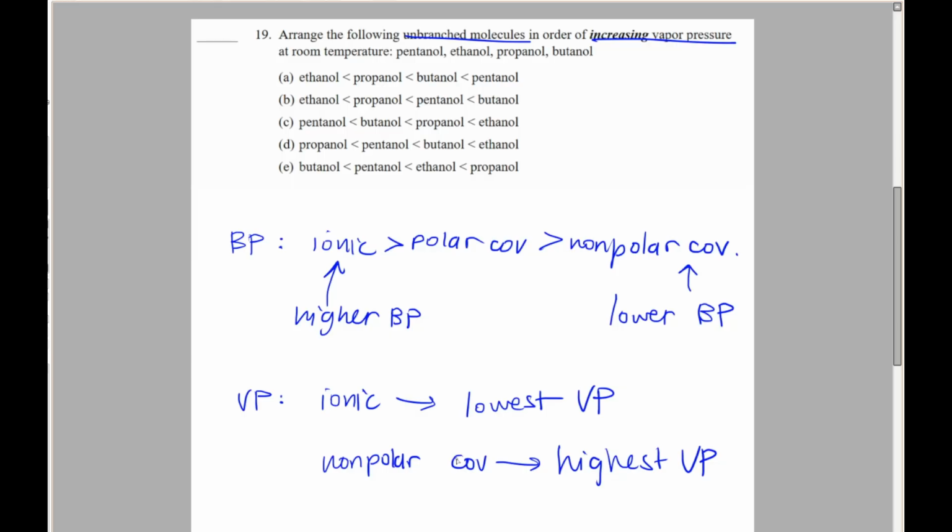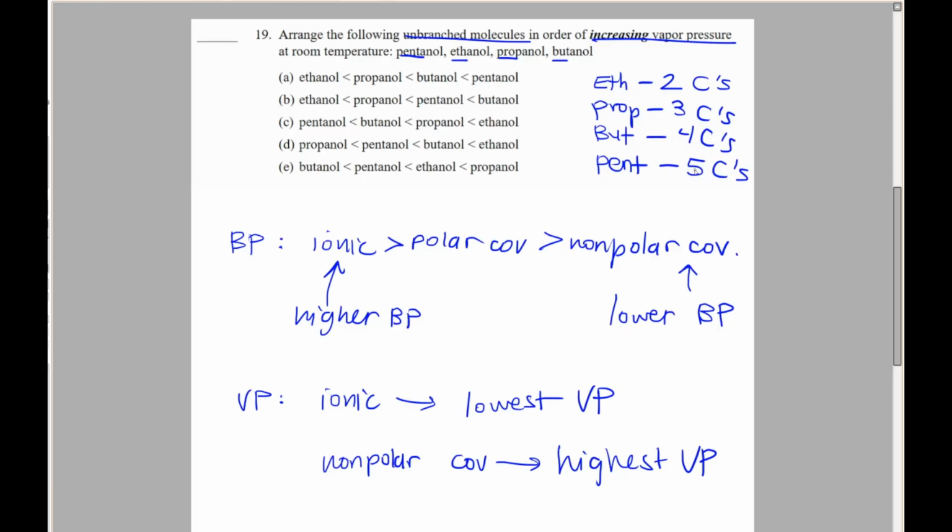So we're basically ranking these molecules in order of size. In order of size, we just look at these prefixes. If you remember, eth means 2 carbons, prop means 3 carbons, but means 4 carbons, and pent means 5 carbons. That one's probably pretty obvious. So we just want to order these in order of size.